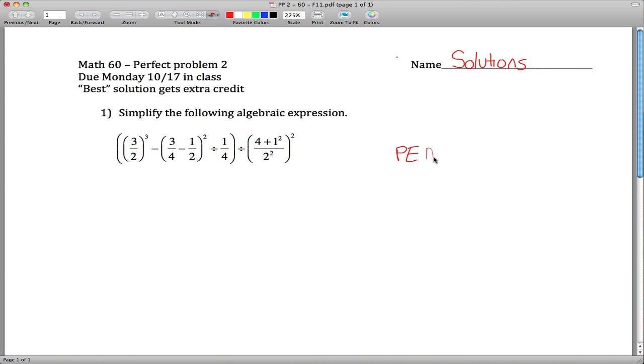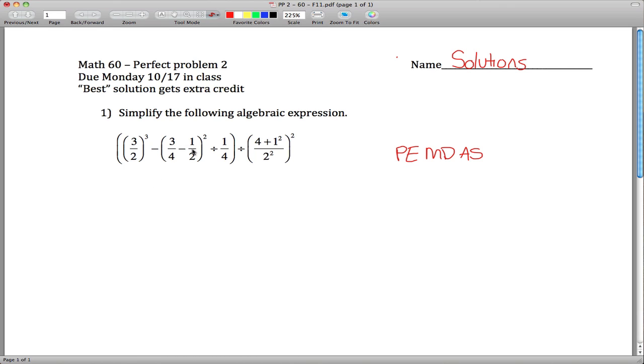Please excuse my dear Aunt Sally. This is the order that you're supposed to do your operations, P being parentheses, exponents, multiplication and division, and then addition and subtraction. So let's see, if we follow that, the first thing we want to do is parentheses.